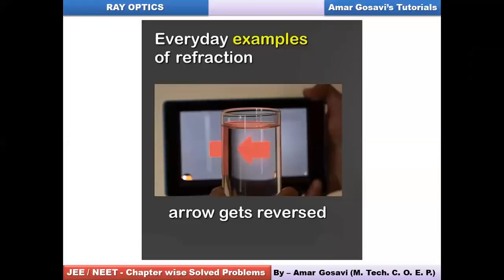Next example for refraction in day-to-day life, you can see the arrow will get reversed basically. You perform this experiment at home, you'll realize. Now, this is also happening owing to refraction of light. So these are a few day-to-day life examples which we have shown in the form of photographs over here, just for the sake of understanding refraction, how practically we can perceive refraction. At times, it's not only about understanding theory. You have to perceive it in terms of practicals also.